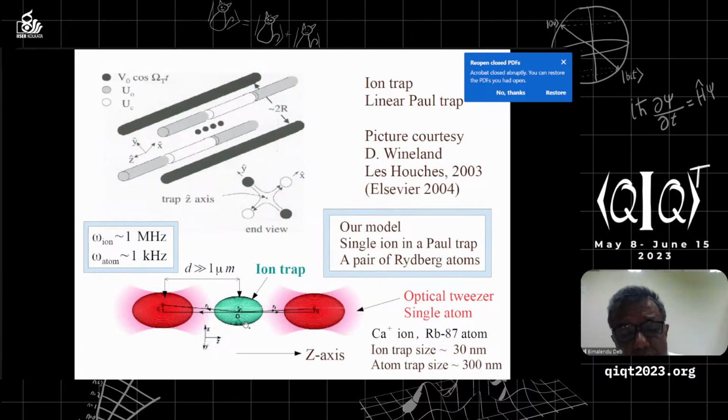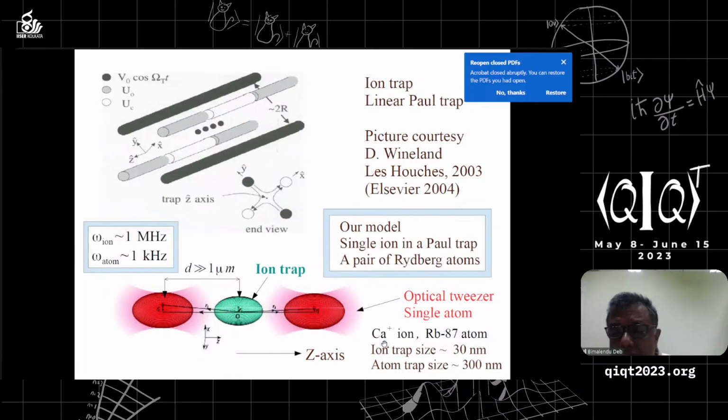So in our model, we don't merge the two traps. We control the separation from the ion through the optical tweezer. This separation is more than a few microns, so the ion and atom don't collide. We don't want direct collisions. And this distance between ion and atom is much, much greater than 1 micron.